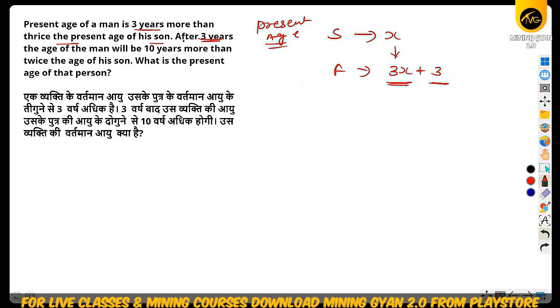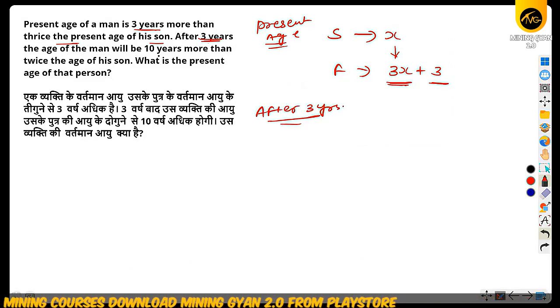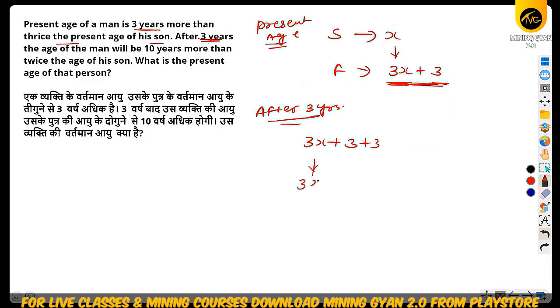Now after 3 years, the age of the man, this is the age of the man. Just put down the 3x plus 3 and plus 3, because this is the after 3 years. So you have to add 3 more years again. That's why this will be 3x plus 3 plus 3, that means 3x plus 6. Is it clear? So this is the father's age after 3 years.